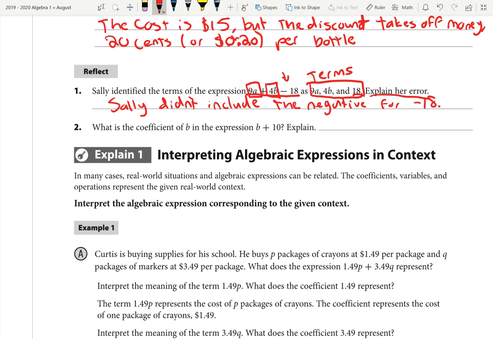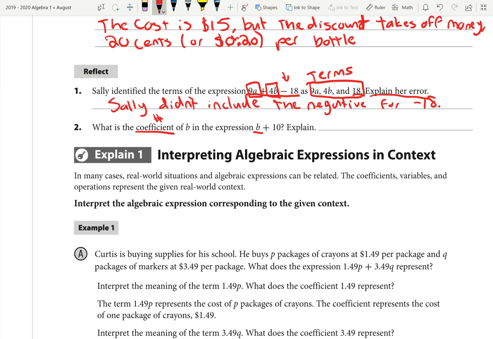So number 2, what is the coefficient of b in the expression b plus 10? So what is the coefficient? So remember, that is the number that goes with that term here. Now, it's not 10. 10 is not the coefficient because 10 is not a part of that term. 10 is a completely separate term. So if you said 10, you were wrong. It's the number that goes with this term. But you're probably wondering, what number? I do not see a number. I just see b. Well, that's the trick.